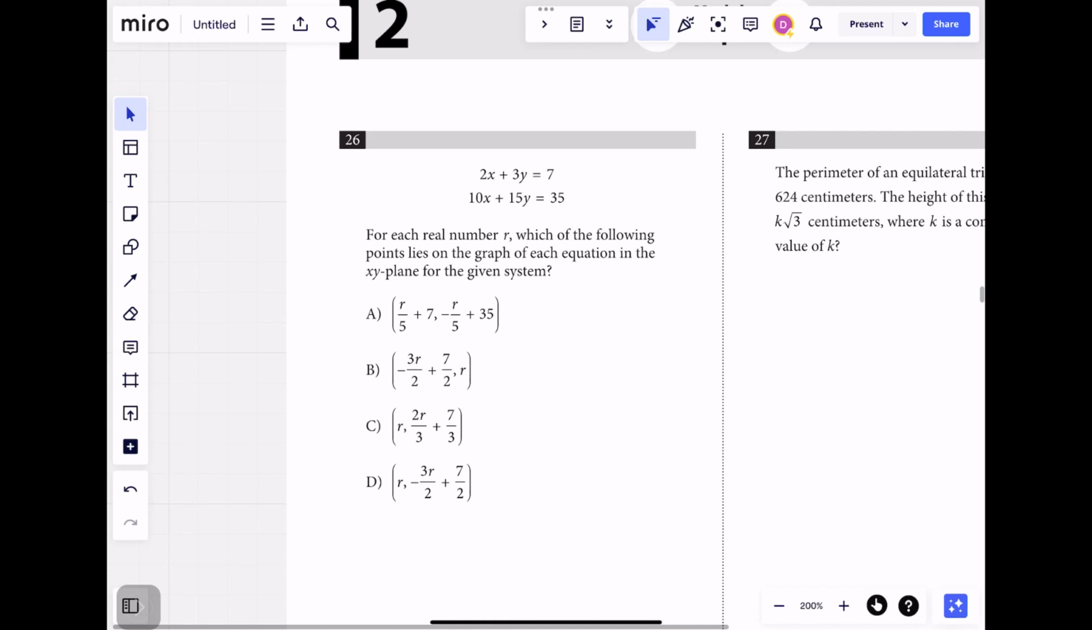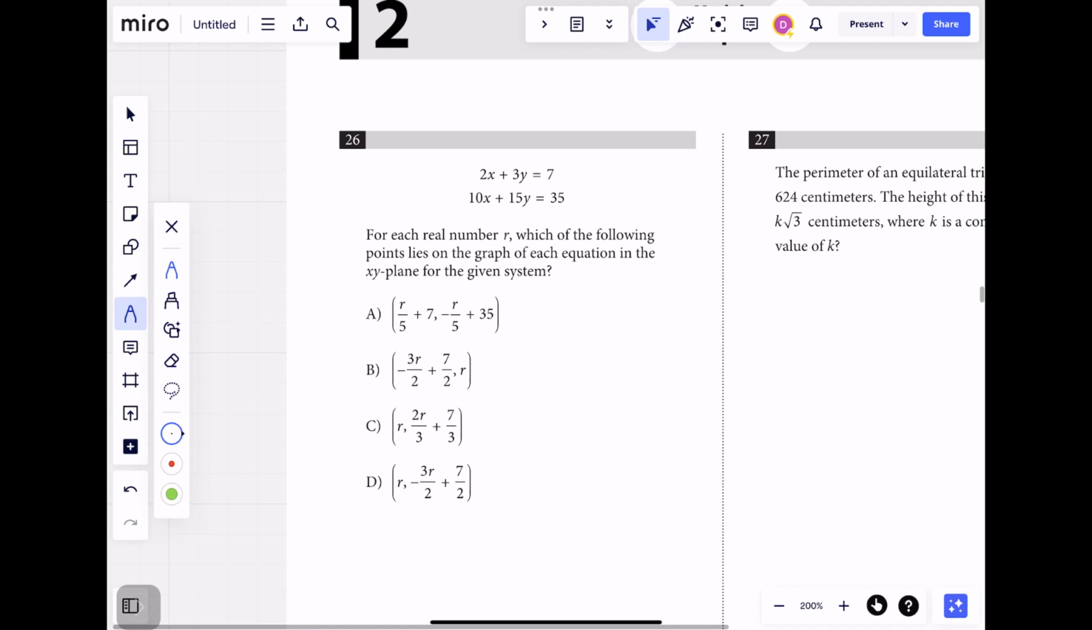For each real number r, which of the following points lies on the graph of each equation in the xy plane for the given system? So we can see in the answer choices that it's a coordinate. So this is the x value and this is the y value. So for which of these answer choices can we plug in the x value and the y value, plug the x coordinate into the x here and the y value into the y here, and it equals 7?